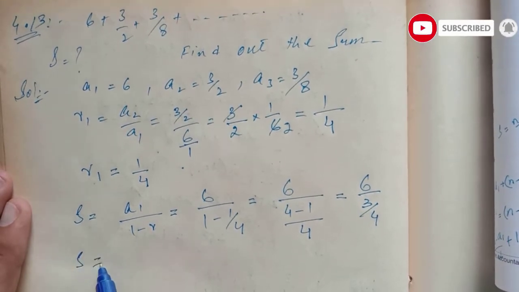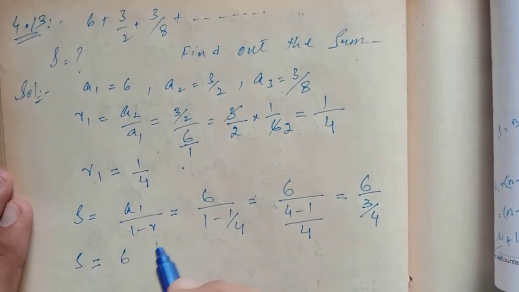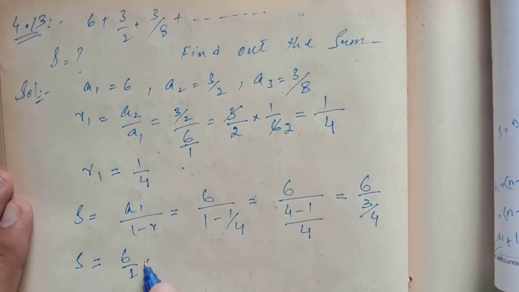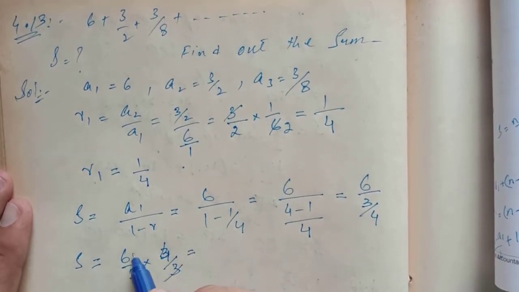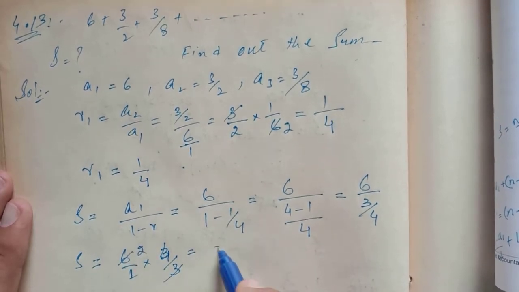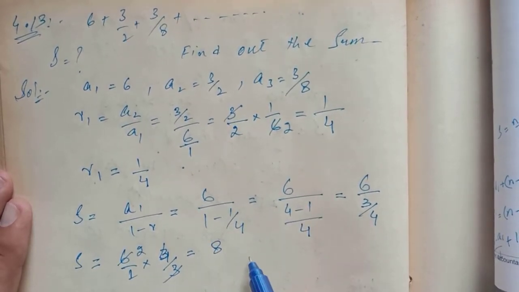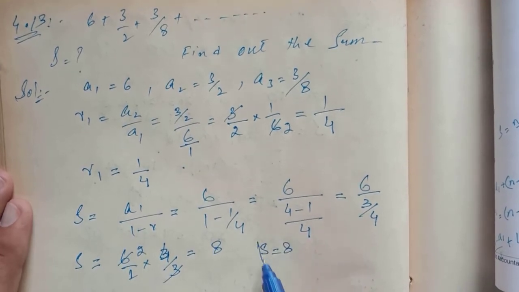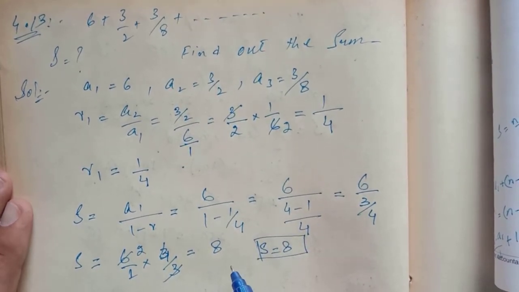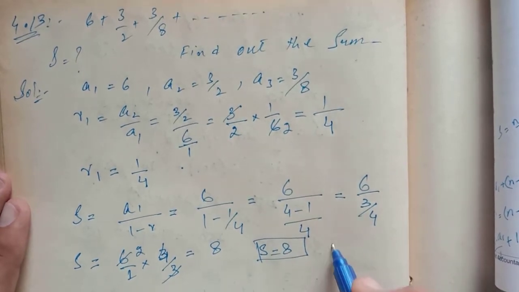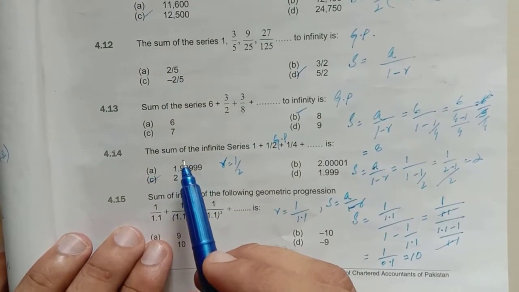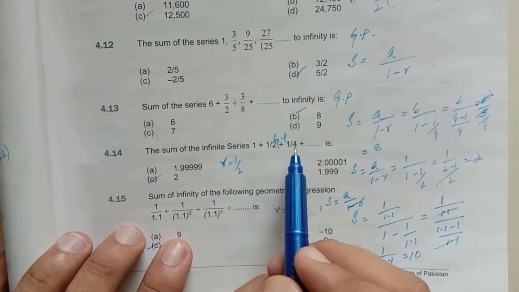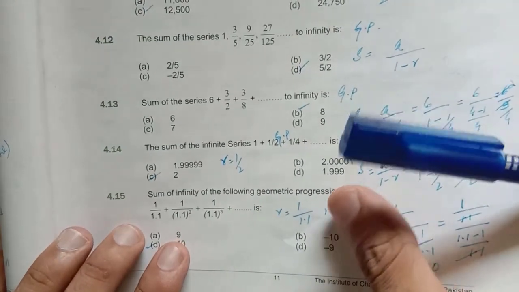Now S equals 6 divided by 1 multiplied by 4 by 3. Now 3 2s are 6, and this equals 8. S equals 8, so the sum of the series is equal to 8. So option B is the answer of this question. Now question 4.14. The sum of the infinite series 1 plus 1 over 2 plus 1 over 4 is. This is again an infinite series.